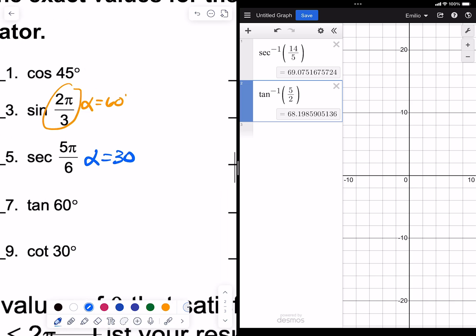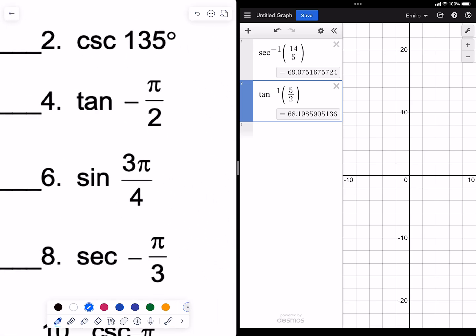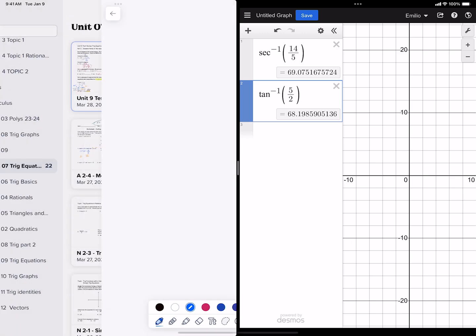Let me change it up a little bit. Let me do one that's a quad angle. Let's do this one right here. Okay, number 4. This right here is 90 degrees. So on here, you're going to look here.